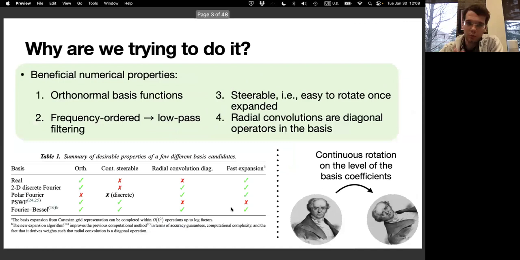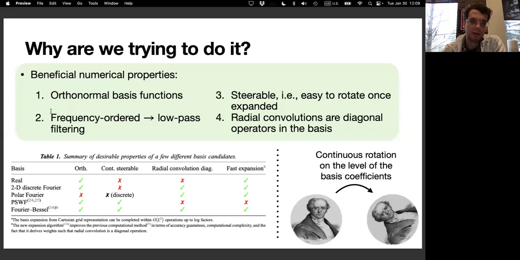That's what we're trying to do, but why are we trying to do it? Like I mentioned, it's probably fine that we want to expand the images in some kind of basis, just so we can do computations with it. But why this particular choice? It turns out it has quite a few nice properties. I listed 4 of them here that I happen to care about, but I'm sure we can come up with other ones. First of all, these basis functions are orthonormal, which makes it nice.